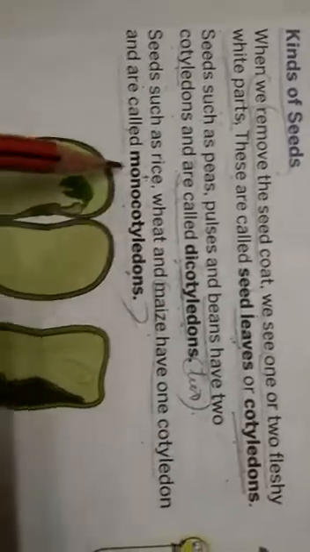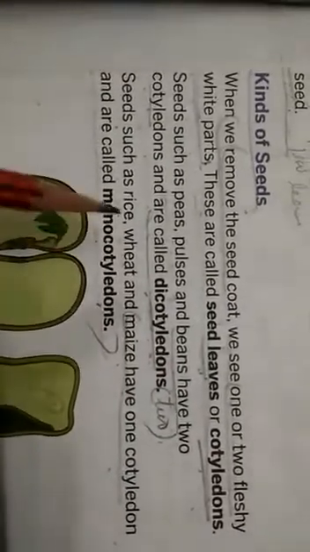Seeds such as rice, wheat, and maize have one cotyledon and are called monocotyledons. Mono means one. And which are those seeds? Rice, wheat, and maize. They have got one, that is monocotyledon.